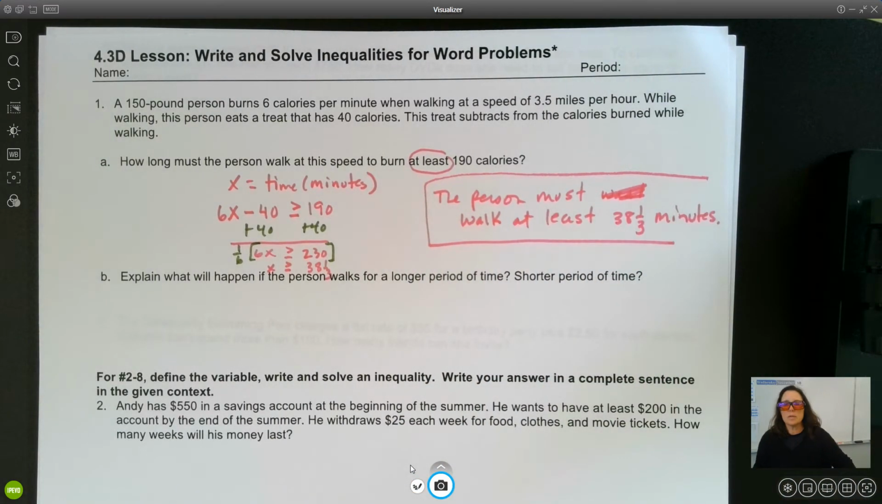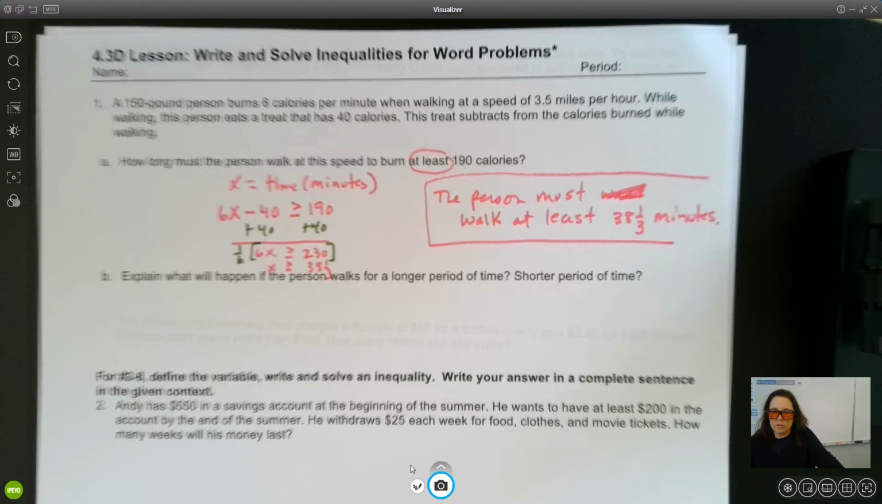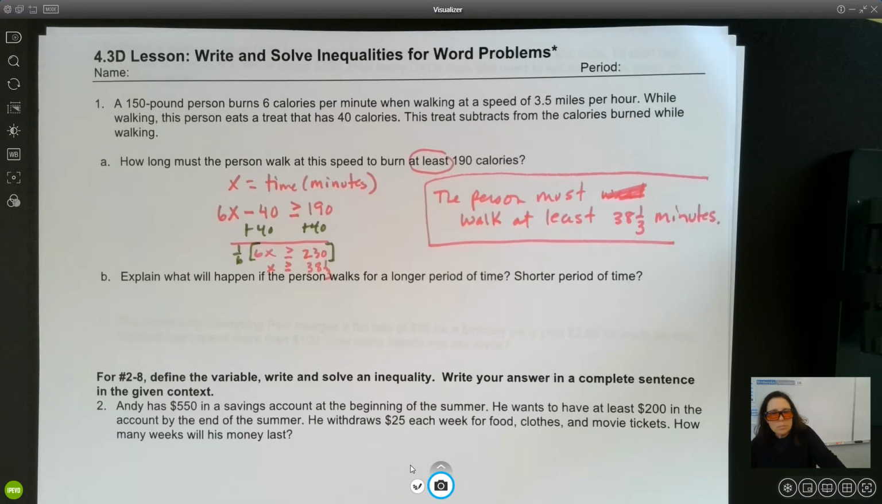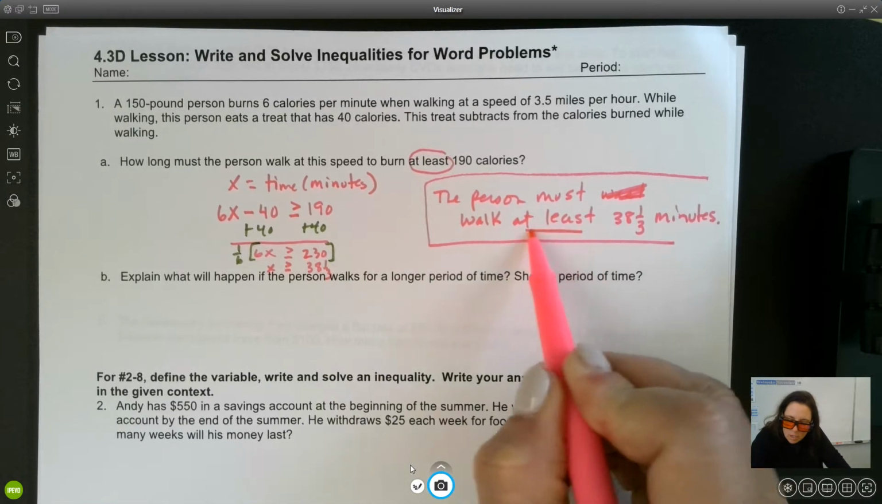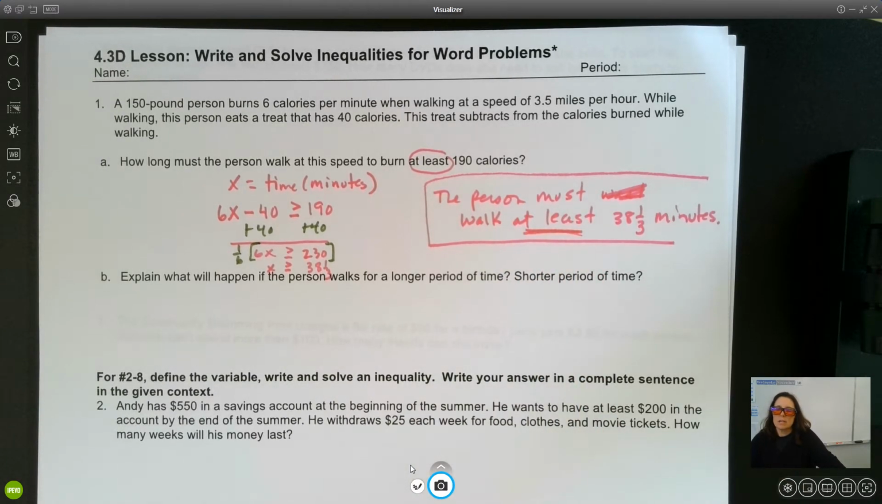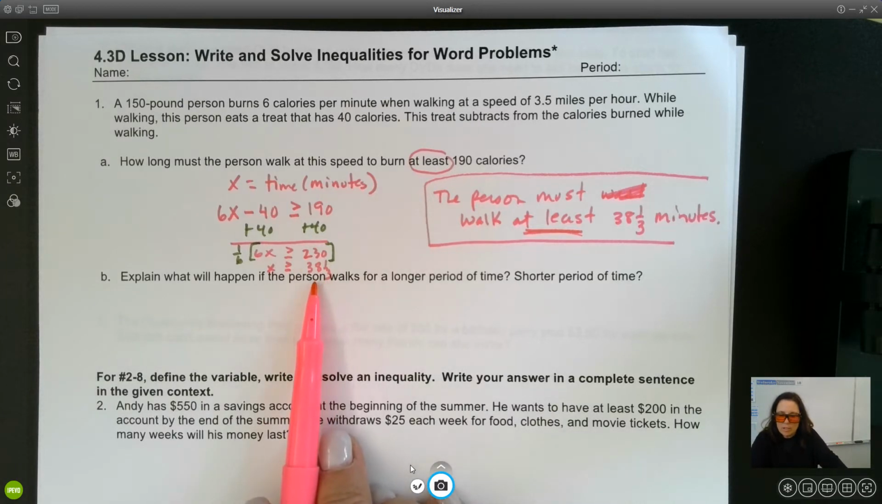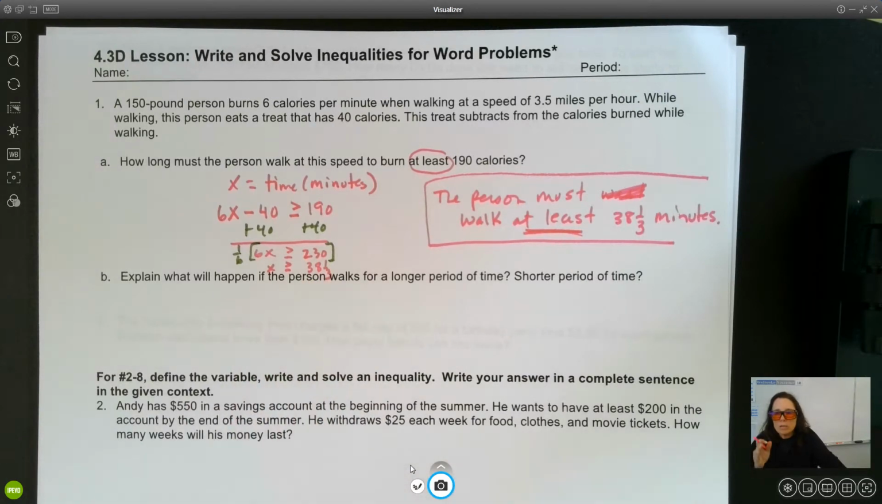Do not say the person must walk 38 1/3 minutes. Couldn't this person also walk 40 minutes? Couldn't this person also walk an hour? These are the key words, at least. By saying at least, you are talking about 38 1/3 and everything bigger. It's very important to understand that concept. No longer is it equal to that one number.